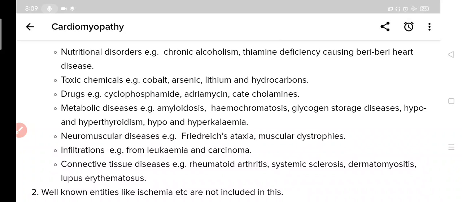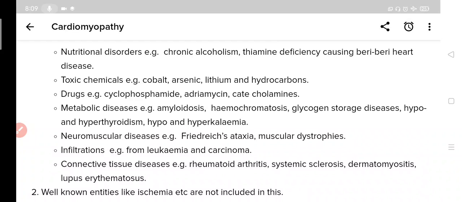Then the next one is metabolic diseases like amyloidosis, hemochromatosis, glycogen storage disease, hypo and hyperthyroidism, hypo and hyperkalemia. Next is neuromuscular diseases like Friedreich's ataxia and muscular dystrophies. Then infiltrations, for example leukemias and carcinoma. Then connective tissue diseases like rheumatoid arthritis, systemic sclerosis, dermatomyositis and lupus erythematosus.